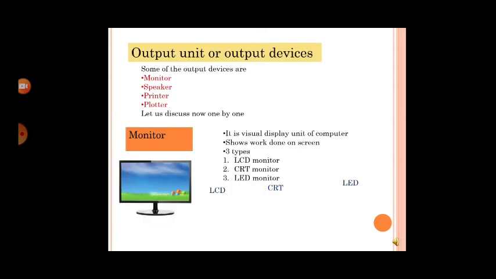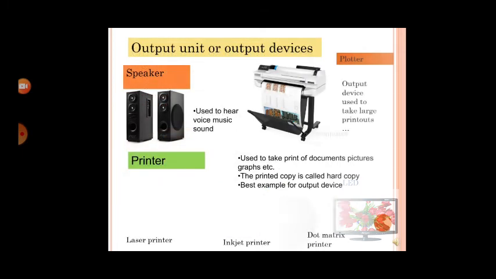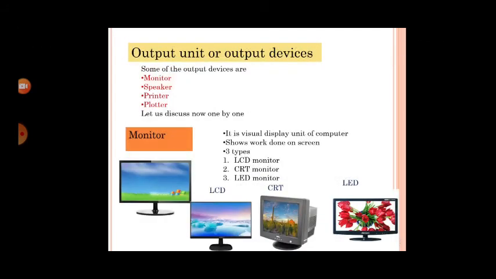Next, let us see about the output devices. Some of the output devices are monitor, speaker, printer and plotter. So let us discuss one by one now. So monitor, it's a visual display unit of the computer. Can you just see the monitor, children, here? It just looks like a television. So it shows the work done on the screen.